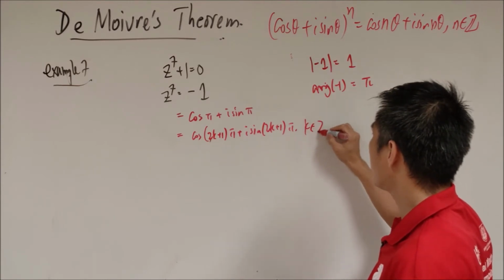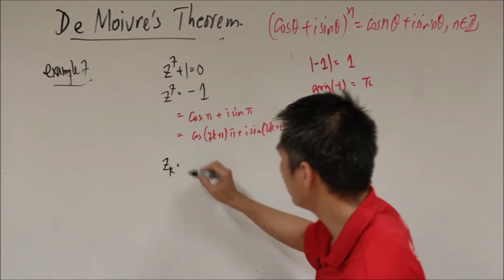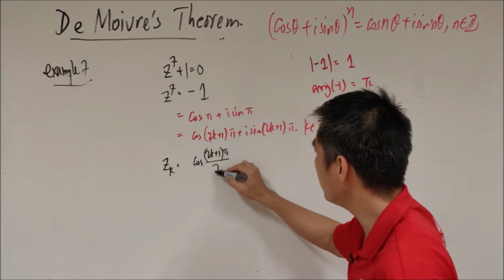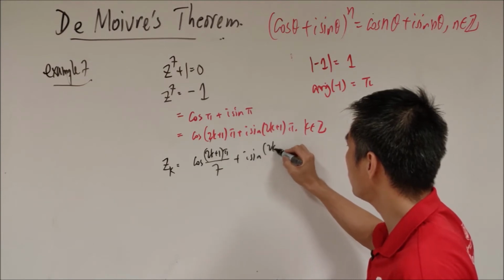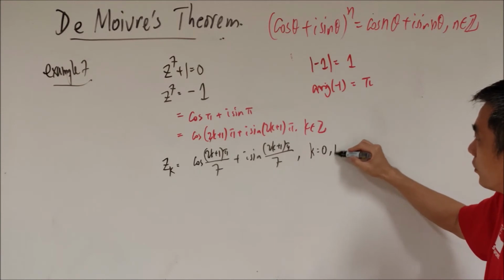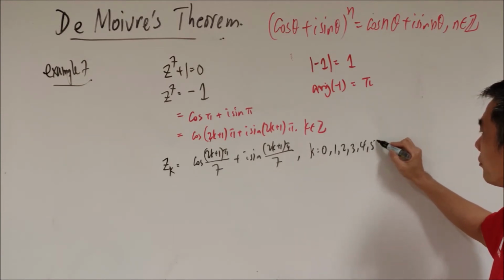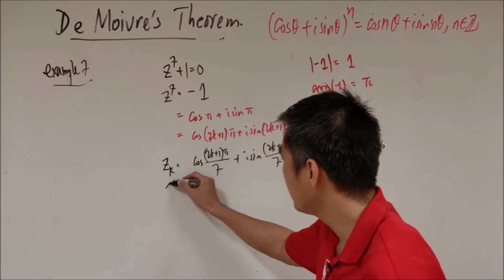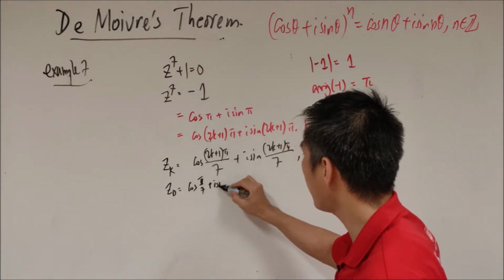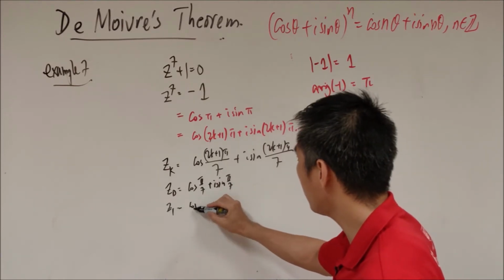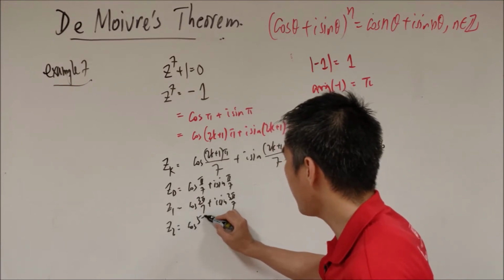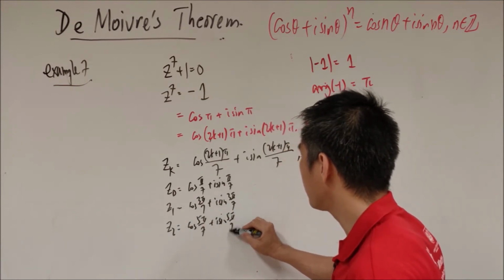For any integer k, Zk equals cosine (2k+1)π/7 plus i sine (2k+1)π/7, and in this case k is 0, 1, 2, 3, 4, 5, and 6. So we can list out: Z0 equals cosine π/7 plus i sine π/7. Z1 equals cos 3π/7 plus i sine 3π/7. Z2 equals cosine 5π/7 plus i sine 5π/7.